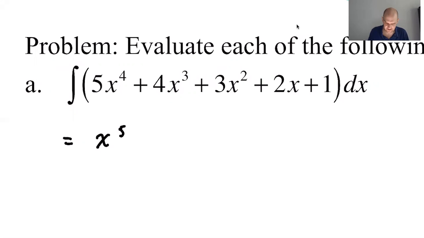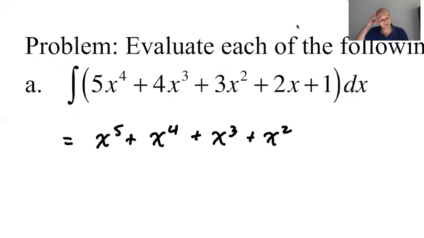For some reason, my page moved when I wrote that. So I think that is x to the 5th. I think that 4x cubed comes from taking the derivative of x to the 4th. I think 3x squared comes from taking the derivative of x cubed. 2x comes from x squared. And then 1 is the derivative of x. So I'm going to say that with x, but then plus c. This is how we can find an antiderivative.